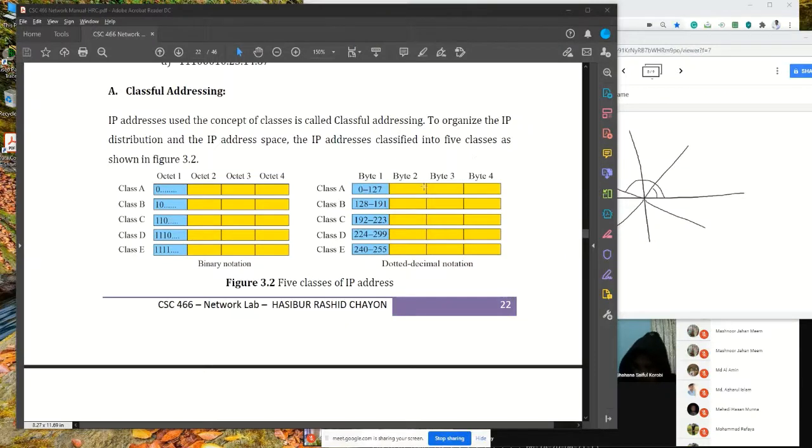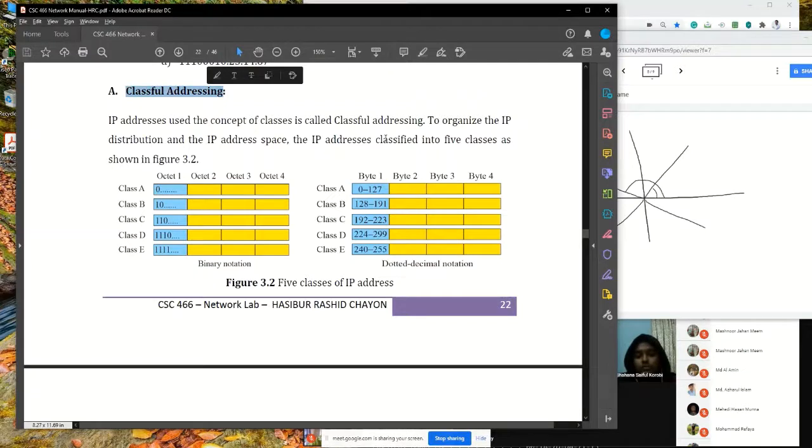These classes will be considered when we are using classful addressing. As we know, we can use our IP address in two different ways. One is classful, where we consider the class. Another way, we don't consider the class. That is called classless addressing. In this case, we are considering classful addressing. Maybe today we don't have time to discuss classless addressing, but maybe next class. So always remember this is classful addressing.